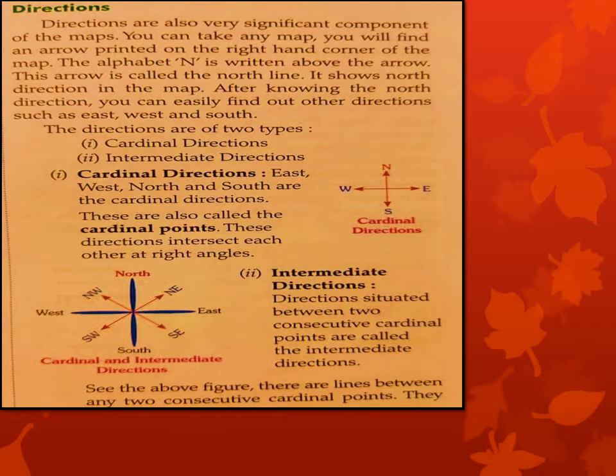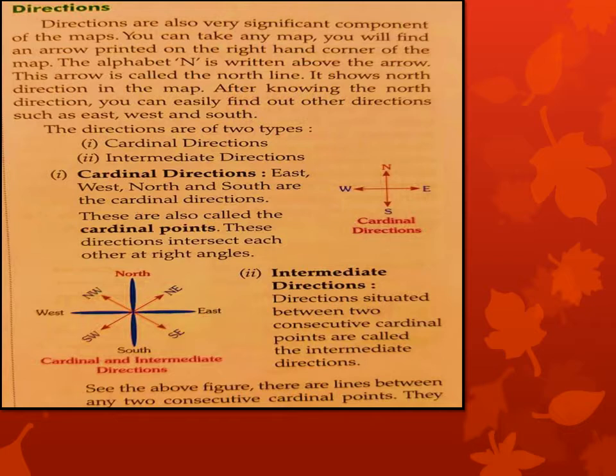Next we have directions, and directions are also a very important component of maps. You can take any map and you will find an arrow printed on the right hand corner of the map. Alphabet N is written above the arrow, and this arrow is called the north line. And this shows the north in the map. Now once you know the north, you can easily find out other directions such as east, west and south.